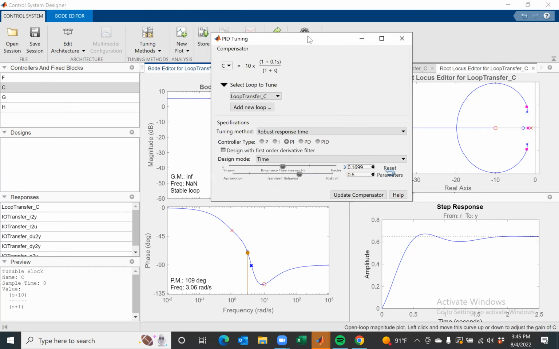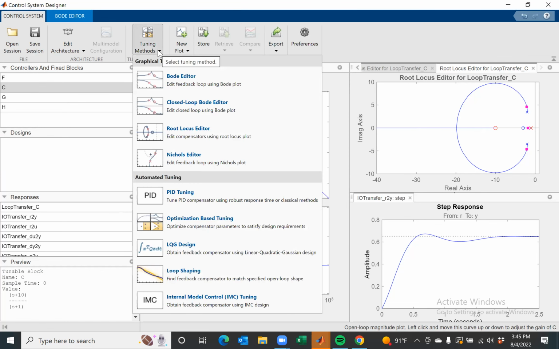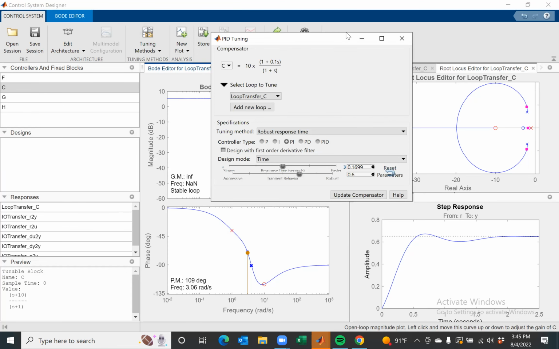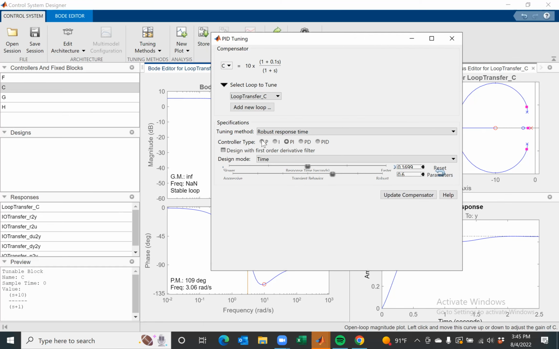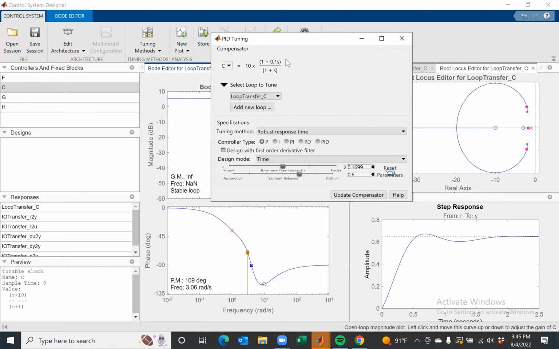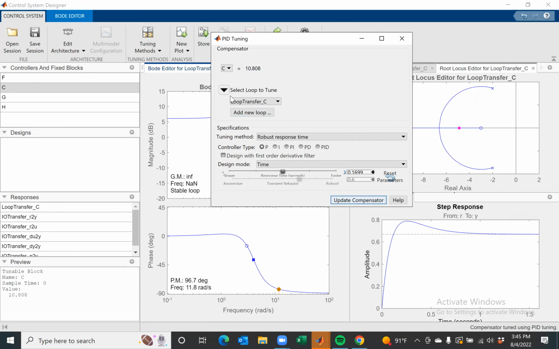The other thing I want you to do is, if you go to tuning methods, go to PID tuning. When you do the PID tuning, it will help you do this compensator design interactively. So if you go down, you can implement whatever type of compensator you want. Then you can update the compensator. It will change the system response. It will just give you the value of C. If you want to do a PID, the same tool can be used to solve multiple problems.